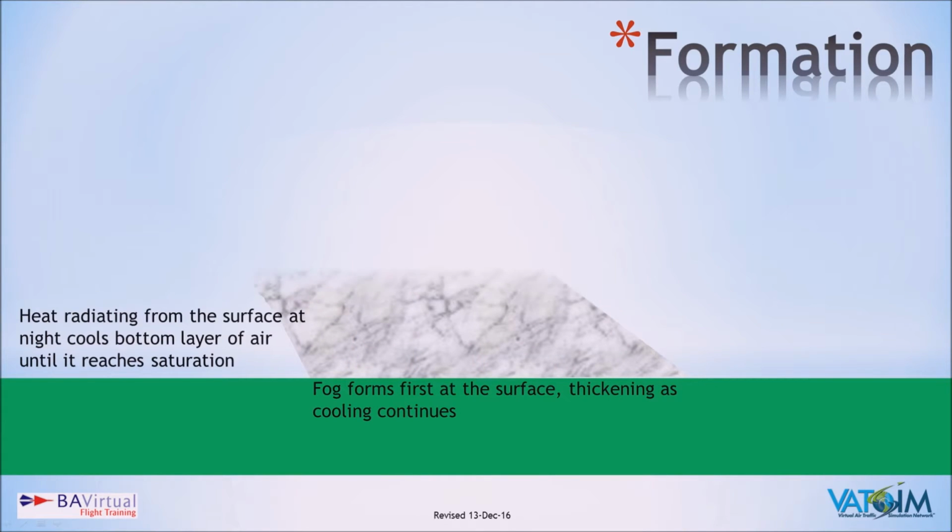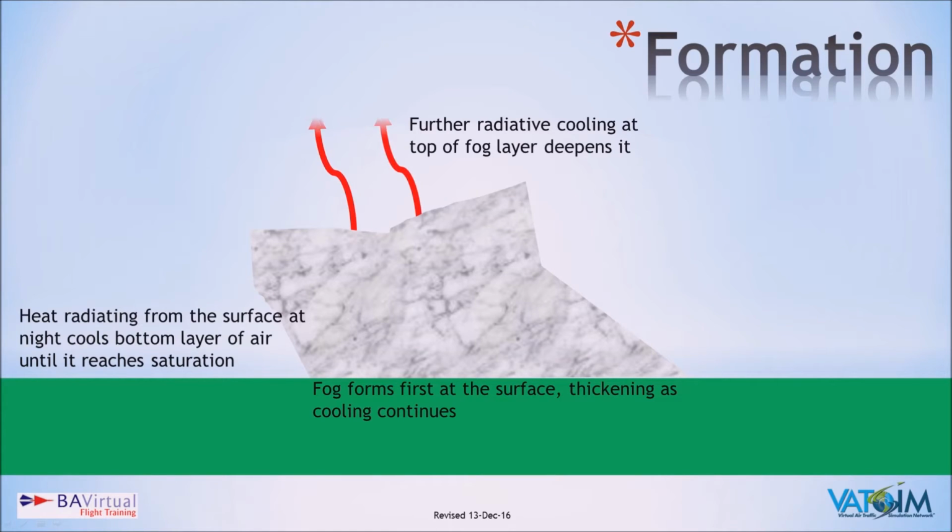As the temperature of the air falls still further, the water vapour within the air condenses, forming fog first at the surface and then thickening as cooling continues. Further radiative cooling at the top of the fog layer continues the process, deepening the fog bank.